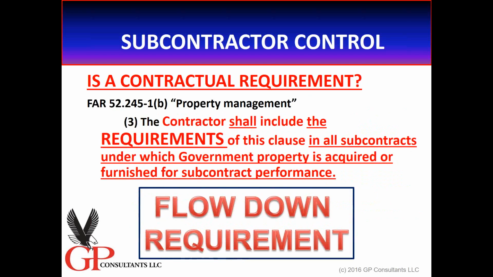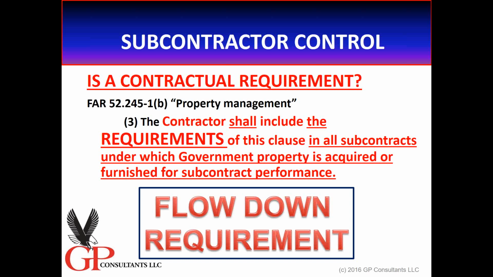Our second requirement under paragraph B talks about the issue of flow down. The contractor shall include the requirements of this clause in all subcontracts under which government property is required to furnish for subcontract performance. Now, notice it's not where you flow it down to all of your subcontracts. Rather, it is predicated upon the issue that government property is going to be acquired or furnished to your sub. So don't jump into this and say, well, we need to include the requirements for all of our subcontracts. That may not be the case.